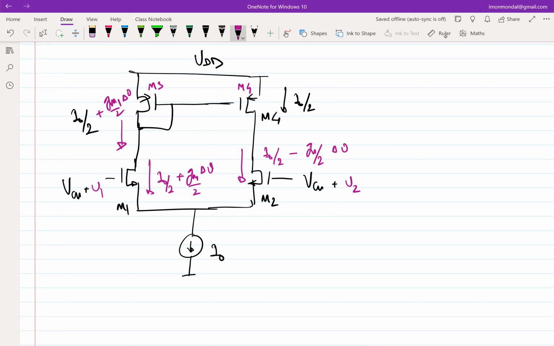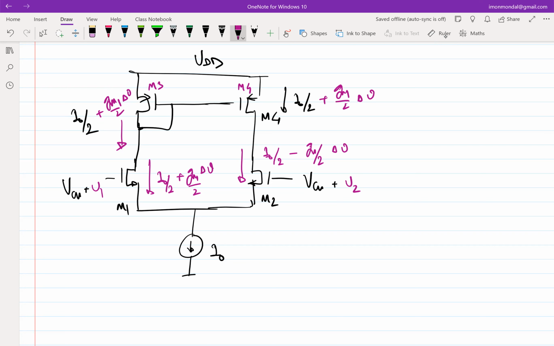Okay, so if I naught by 2 plus GM1 by 2 times delta V flows through M3, how much will flow through M4? Same, right? Earlier, the current through M4 was constant I naught by 2. Now it will be I naught by 2 plus GM1 by 2 times delta V. Just mirroring effect from left to right.